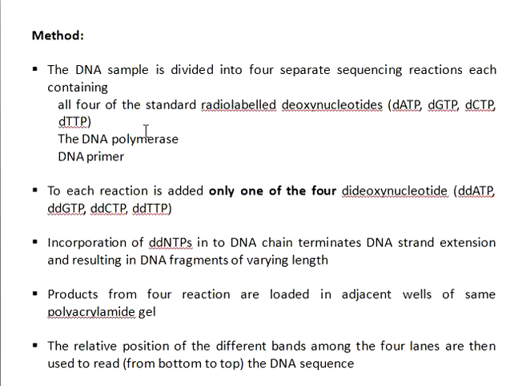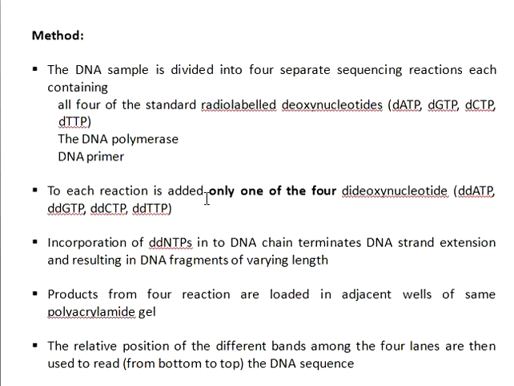In each reaction we add only one type of dideoxynucleotide. So all 4 dideoxynucleotides are not used at the same time. In each reaction we add only one of the dideoxynucleotides, so we keep 4 separate reactions. In the first tube we add dideoxyadenosine triphosphate. In the second tube we add dideoxyguanosine triphosphate. In the third tube we add dideoxycytidine triphosphate, and in the fourth tube we add dideoxythymidine triphosphate. So different dideoxynucleotides are added in 4 separate reactions.